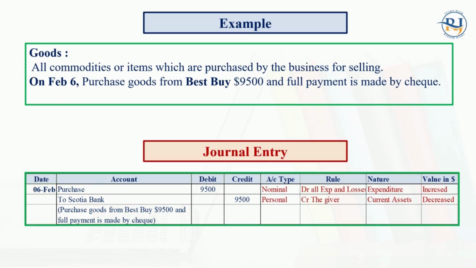Now the first example is in front of you. Before going through the example, I would like to explain the meaning of goods. All commodities or items which are purchased by the business for selling are known as goods.